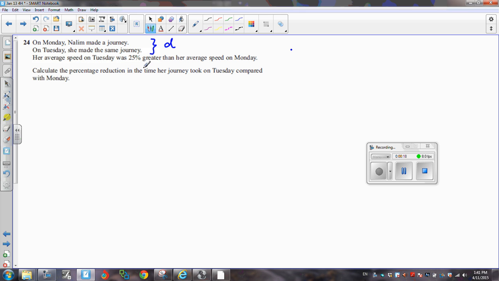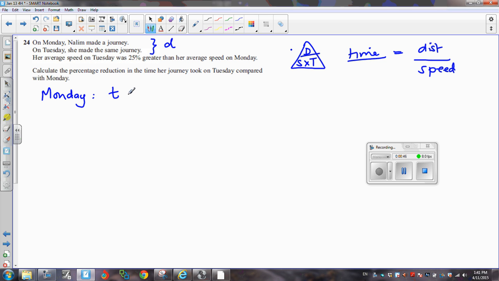We are looking for journey times, so I need to know the relationship between distance, speed, and time. If we use the DST triangle, I know that time is equal to distance divided by speed. So let's have a think about what's going on here. On Monday, she made a journey. Let's work out what her time is. Her time is her distance, which we know is D, divided by the speed. Now we don't know what her speed is, so let's just call it S.